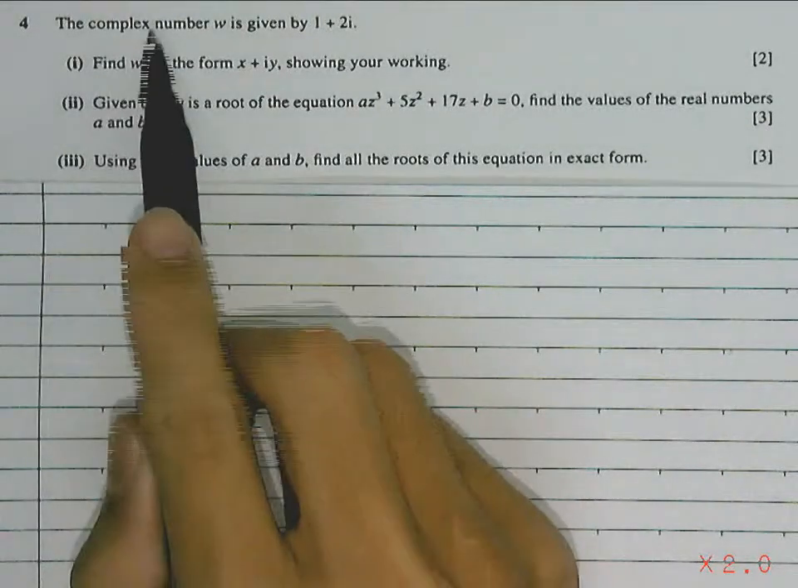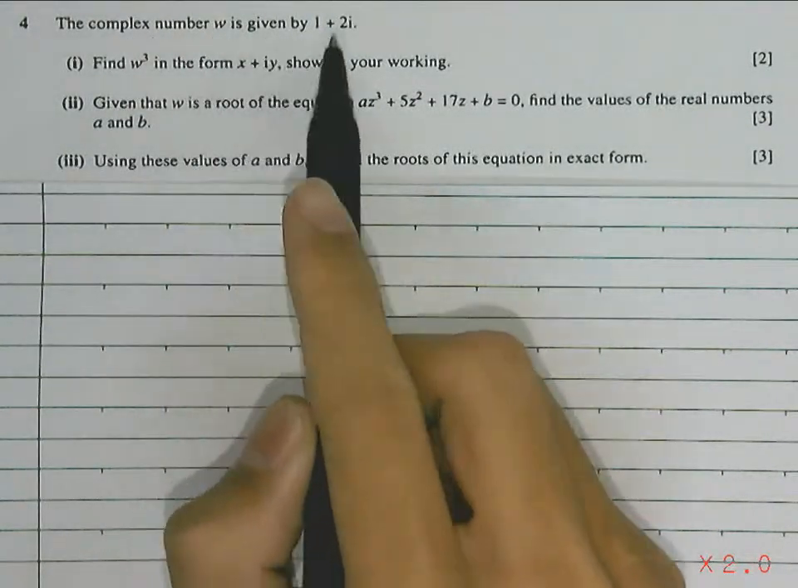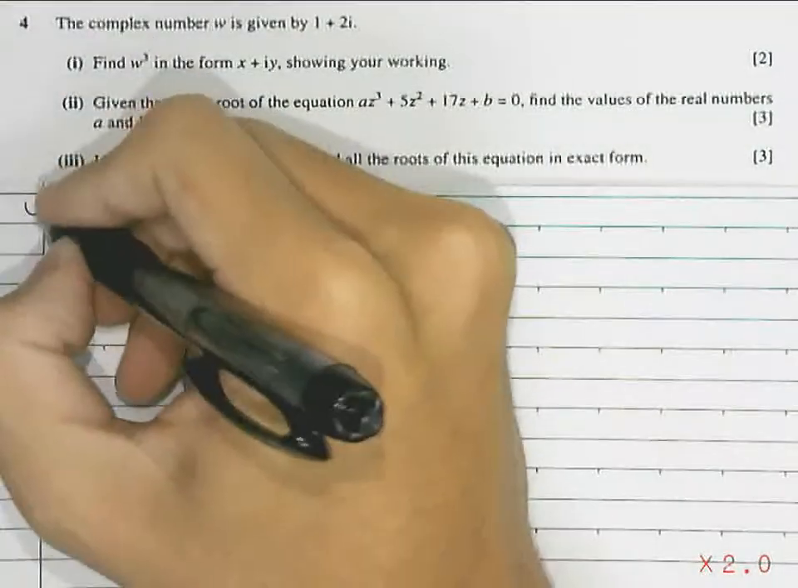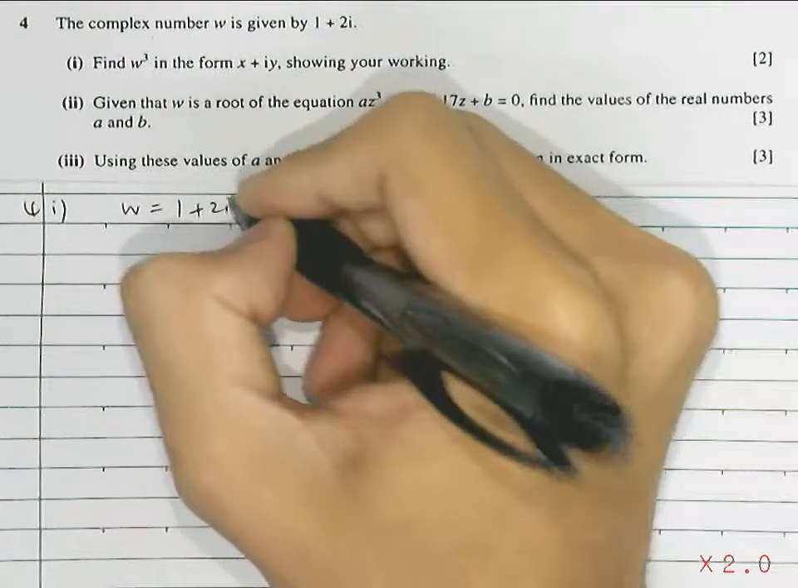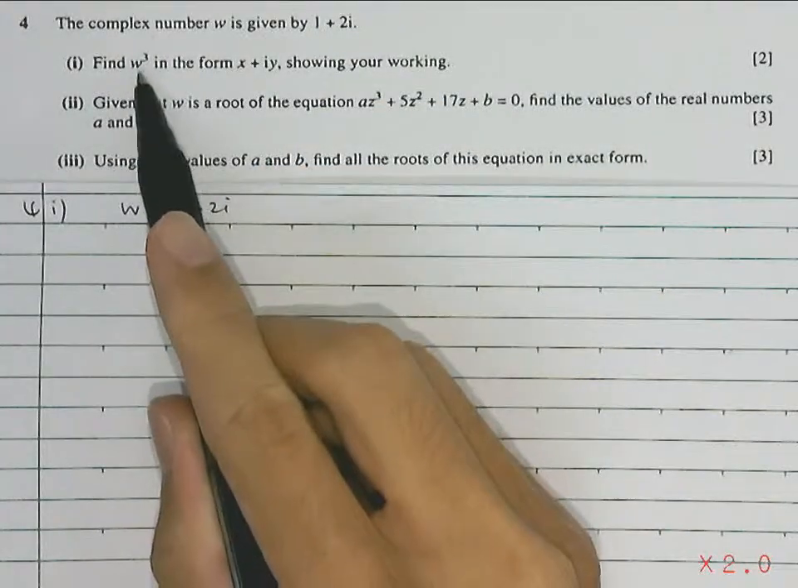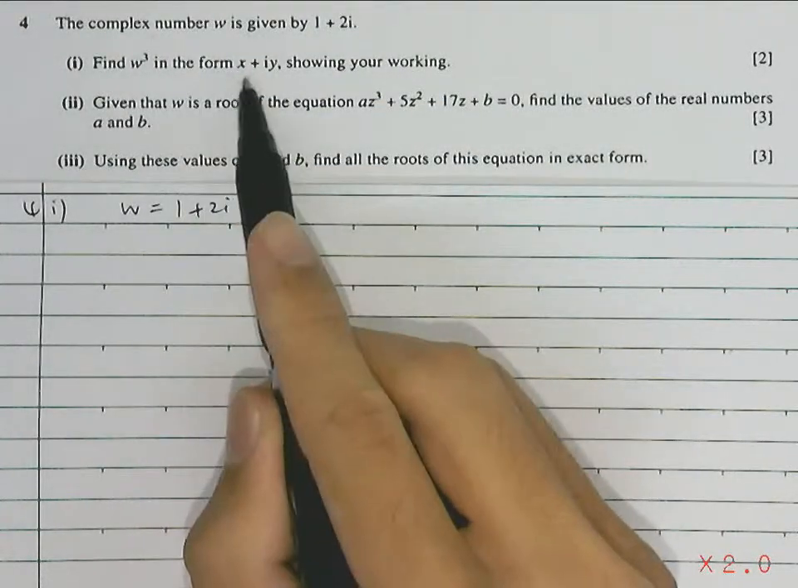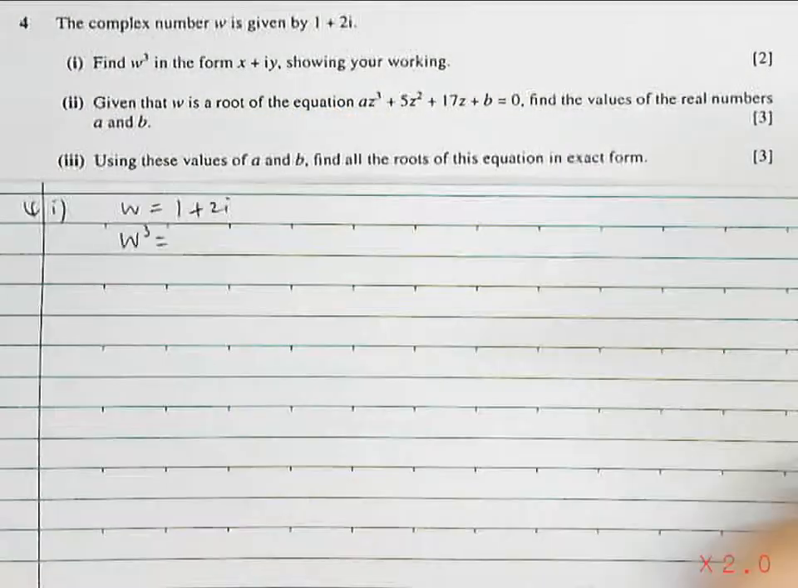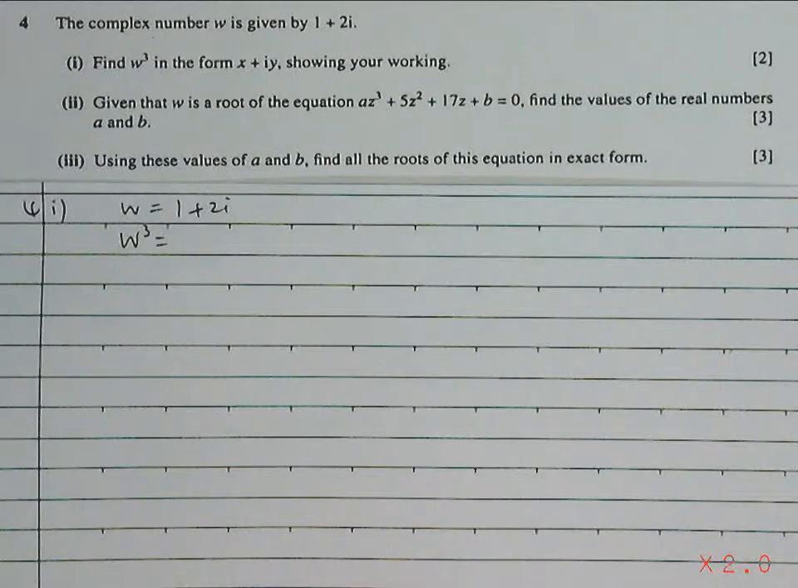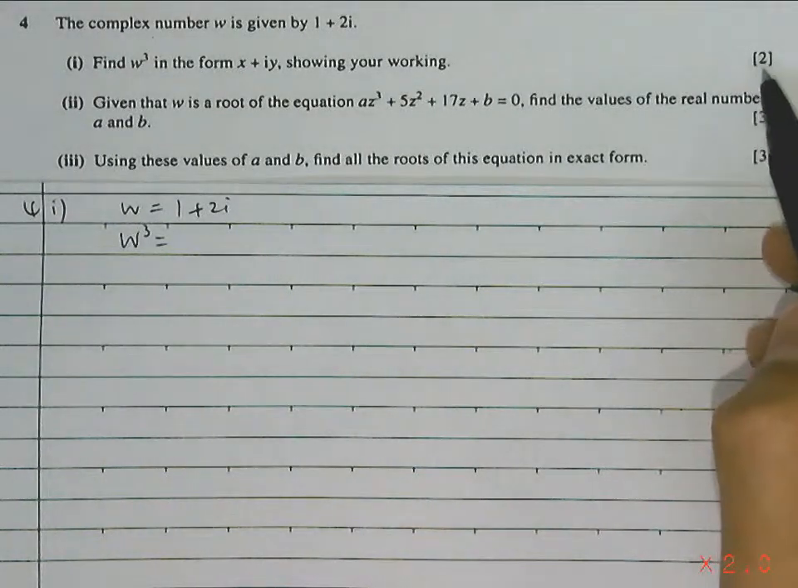So the question tells us complex number W is given by 1 plus 2i. Part 1 asks us to find W cubed in the form of x plus yi, showing our working. Note that this isn't an nth root of unity question. It's a simple expansion question because it's only 2 marks.